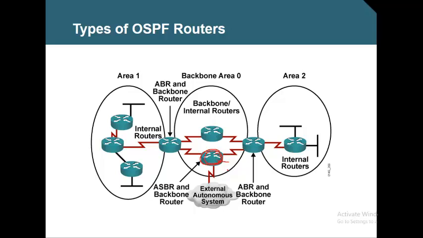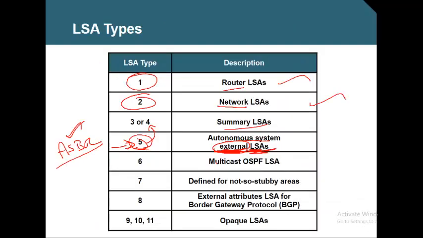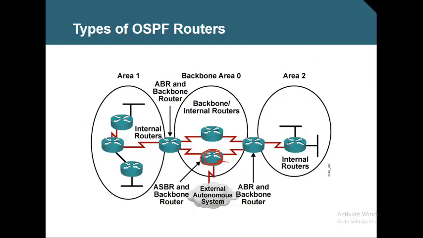What is type 5 called? Autonomous System External LSA, see? Because it originates from the Autonomous System Border Router, they are called Autonomous System External LSA. Now type 5 is going from here. And this router will definitely have a router ID because it is running OSPF. Let's say the router ID of this router is 7.7.7.7.